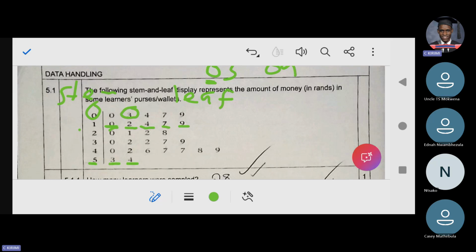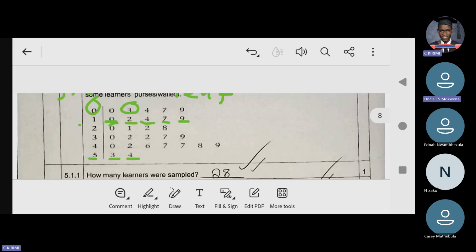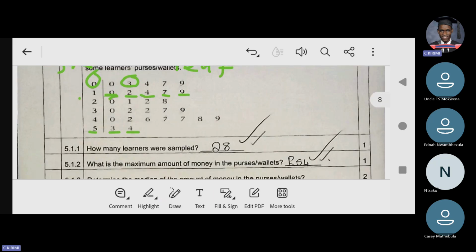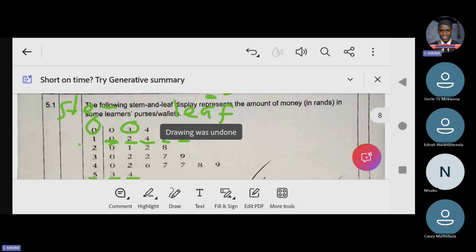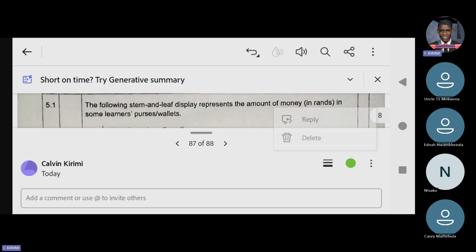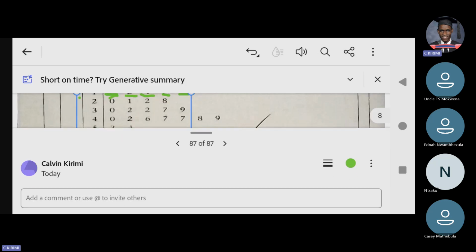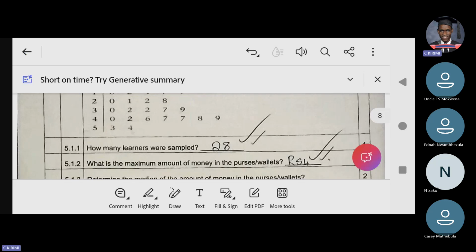You start with the stem first. We did that. That's how you read this stem and leaf. So the question now is saying, how many learners were sampled? You only count this money which was found in the wallets. All of these are the number of learners which were sampled. In other words, by sampling, we mean the number of learners whose wallets we checked.